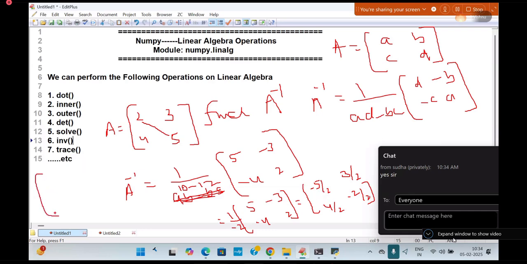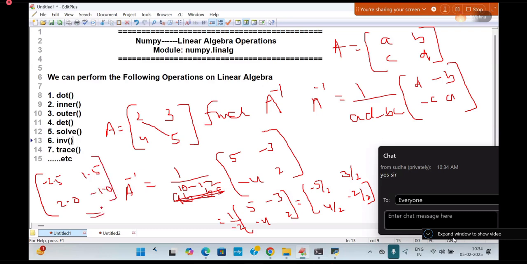Come on. You need to be fast in the class because you are just intermediate. You already did this in your intermediate. Come on. Minus 2.5, next 1.5, next 2.0, next minus 1.0. Are you following me? This is the answer.